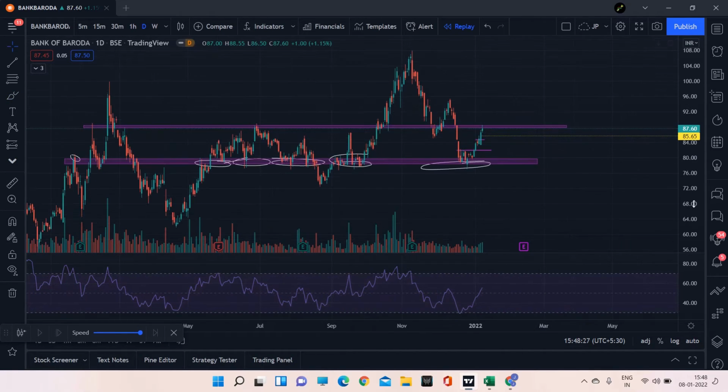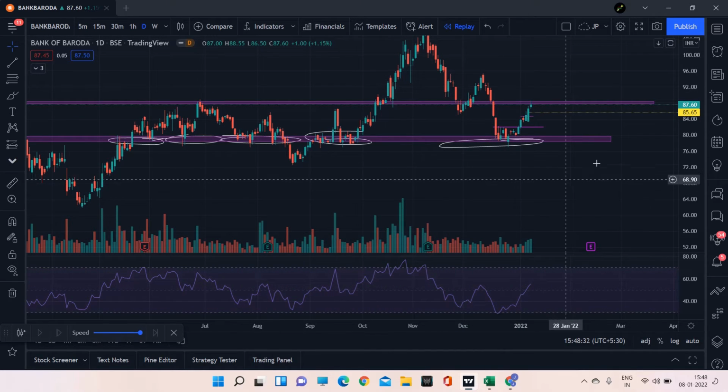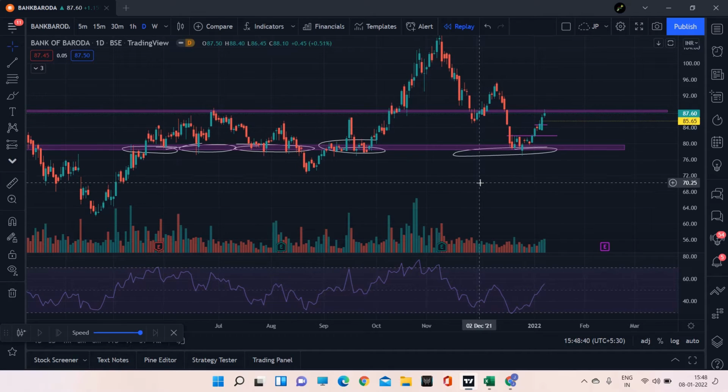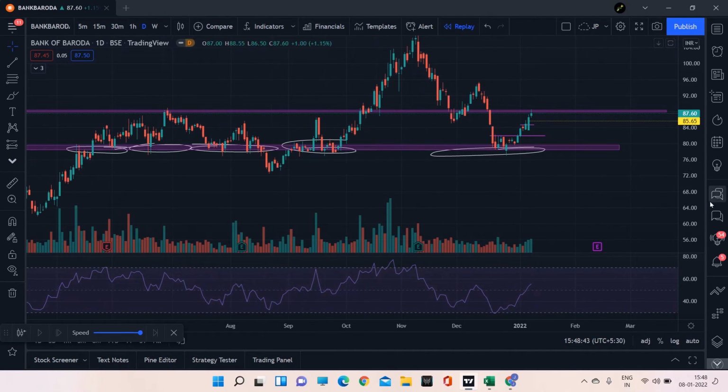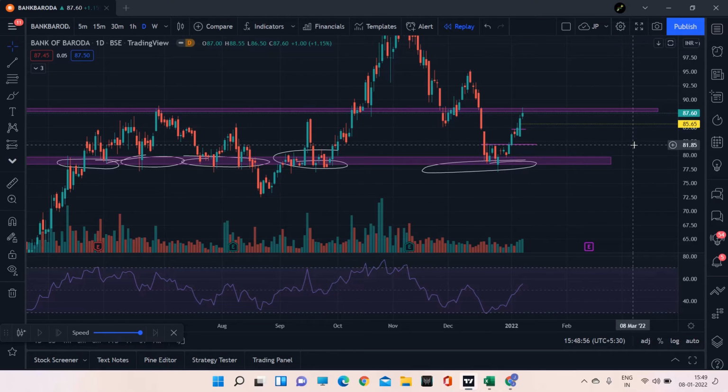The important thing to know is what support and resistance are again. I'll come to some basics. Support is the point where demand increases and supply decreases. It is a simple economic concept. If for any product or any stock its demand increases but supply decreases, the price is likely to increase. Simple. And if there's oversupply and the demand is less, then the price tends to decrease.